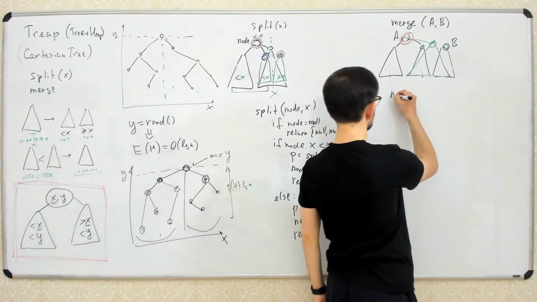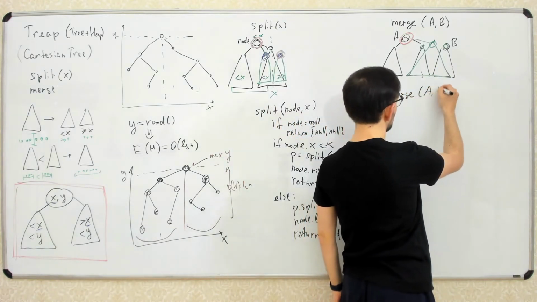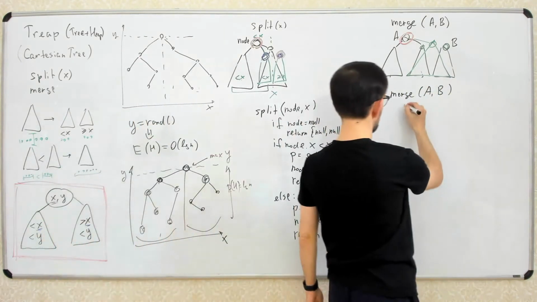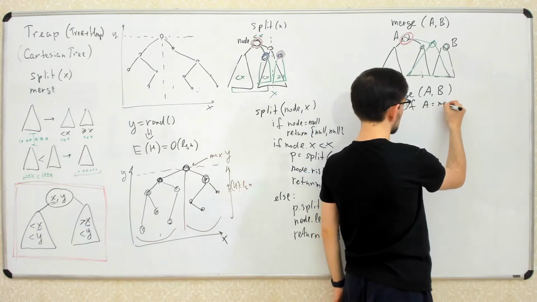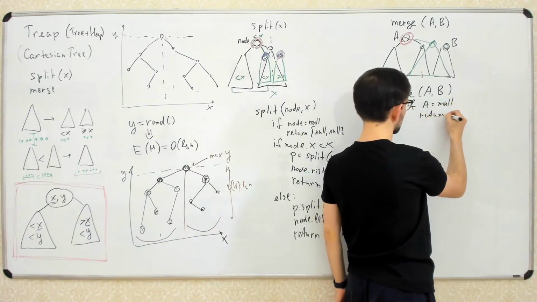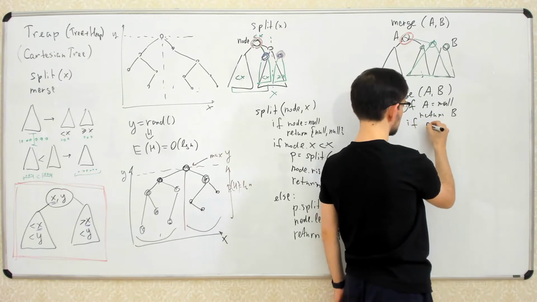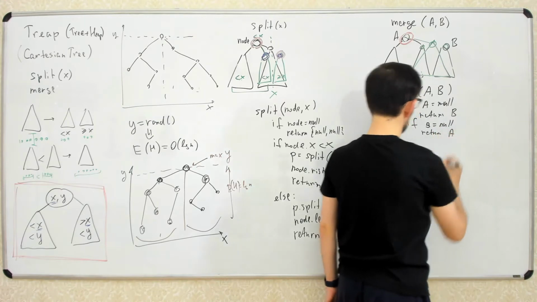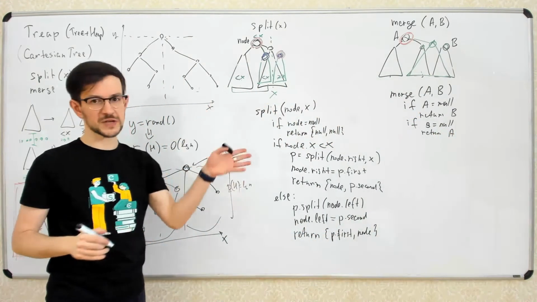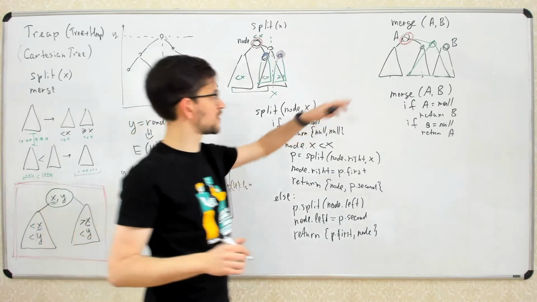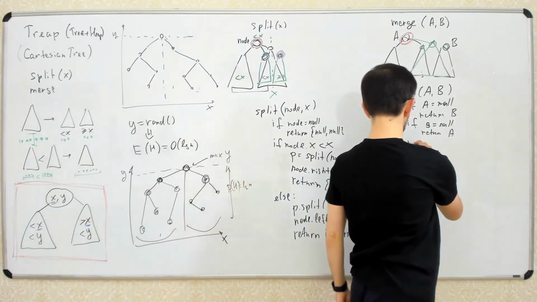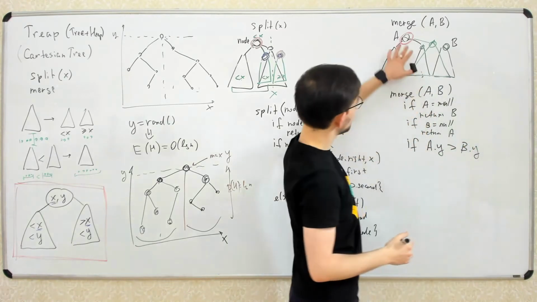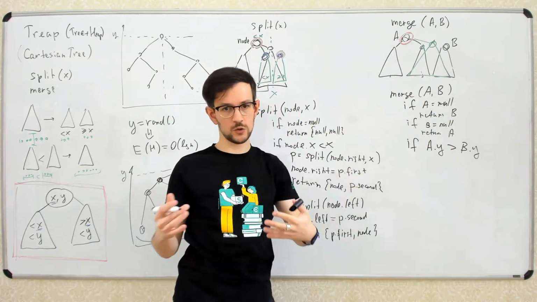Let's go. Merge A and B. Well, first again we need to check if the tree is empty. So if A is empty, we just return B. If B is empty, we just return A. Now both trees are not empty. So let's check which tree has the maximal value of y. So if A.y is greater than B.y, then this A will be the root of the new tree.